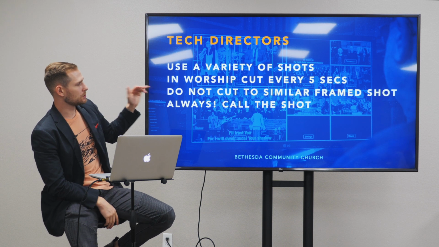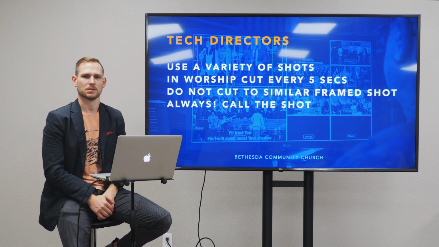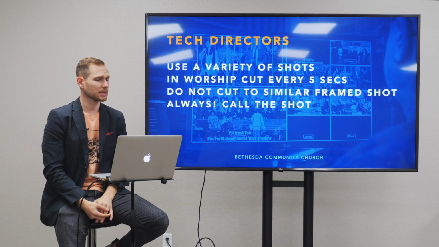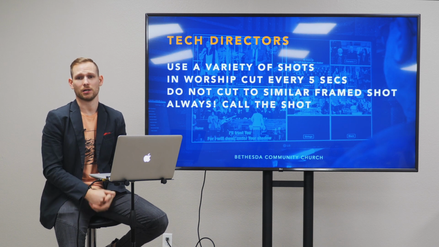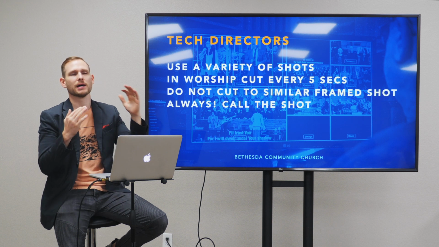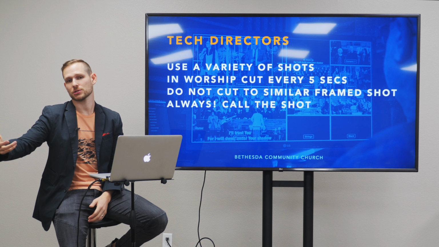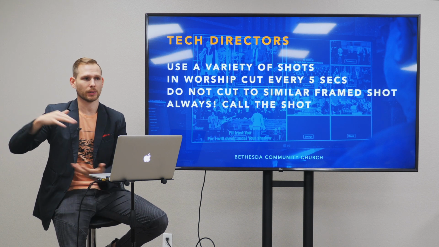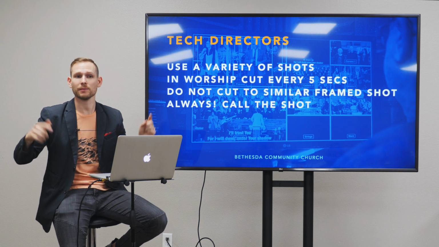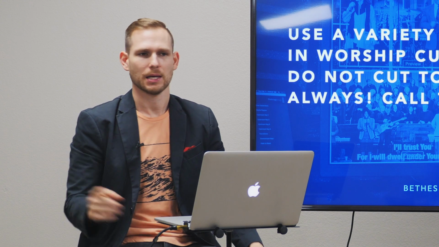I do want to emphasize this: do not cut to a similarly framed shot. What I mean by that is, we've got 3 cameras set up in the back of the sanctuary right now, and let's say camera 1 has a waist-up shot of Brent, who's leading a song. Camera 2 then has a waist-up shot of Gerard, who's singing backup. We don't want to cut from camera 1 to camera 2 because the framing is so similar. Even though it's a different subject, because the framing is waist-up to waist-up, it doesn't look good.